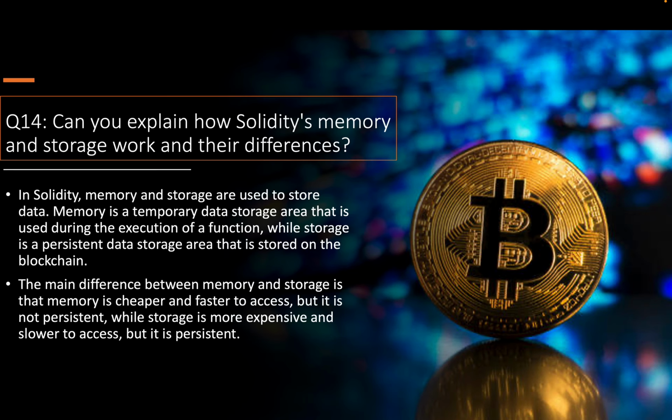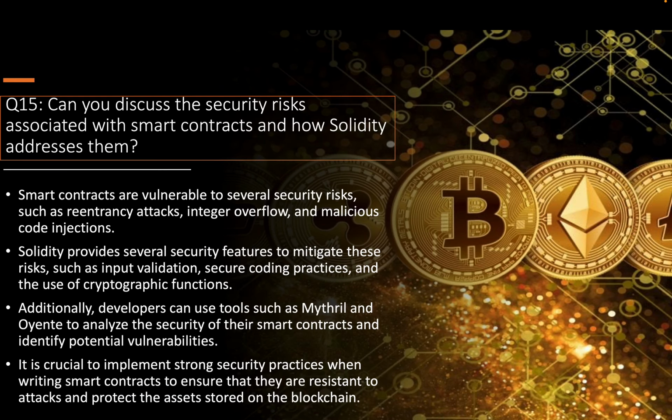Question number 14. Can you explain how Solidity's memory and storage work and their differences? In Solidity, memory and storage are used to store data. Memory is a temporary data storage area that is used during the execution of a function, while storage is a persistent data storage area that is stored on the blockchain. The main difference is that memory is cheaper and faster to access, but it is not persistent, while storage is more expensive and slower to access, but it is persistent.